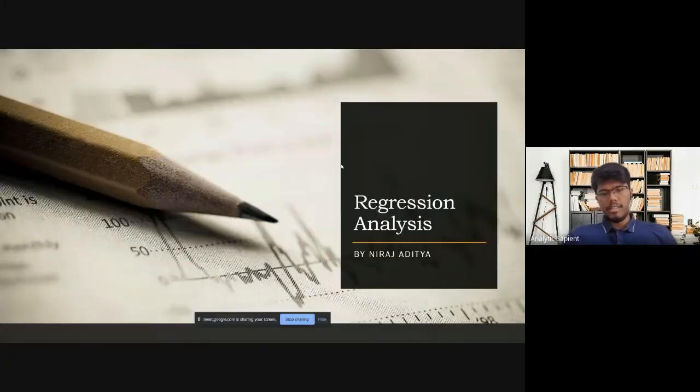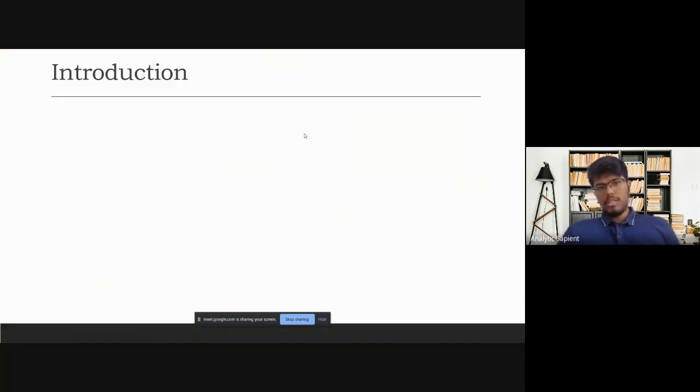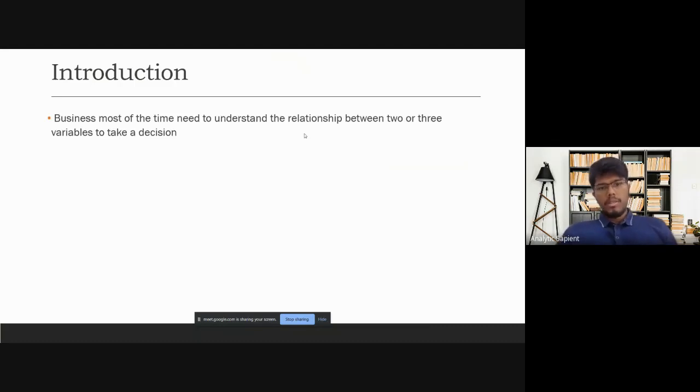Or simple regression, etc., etc. So today we'll learn about it. So, why do businesses do regression? That is important, right? So businesses most of the time need to understand the relationship between two or three variables to take a decision.